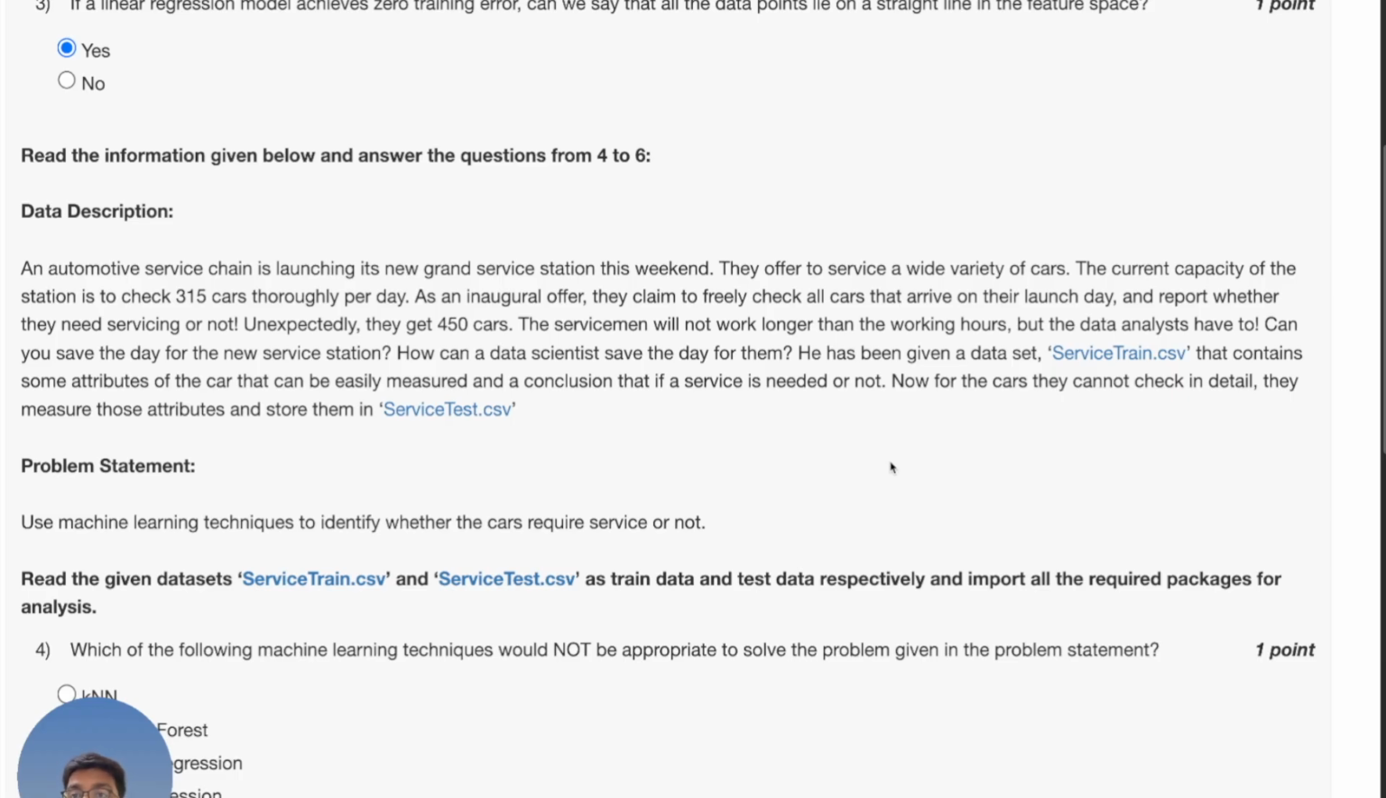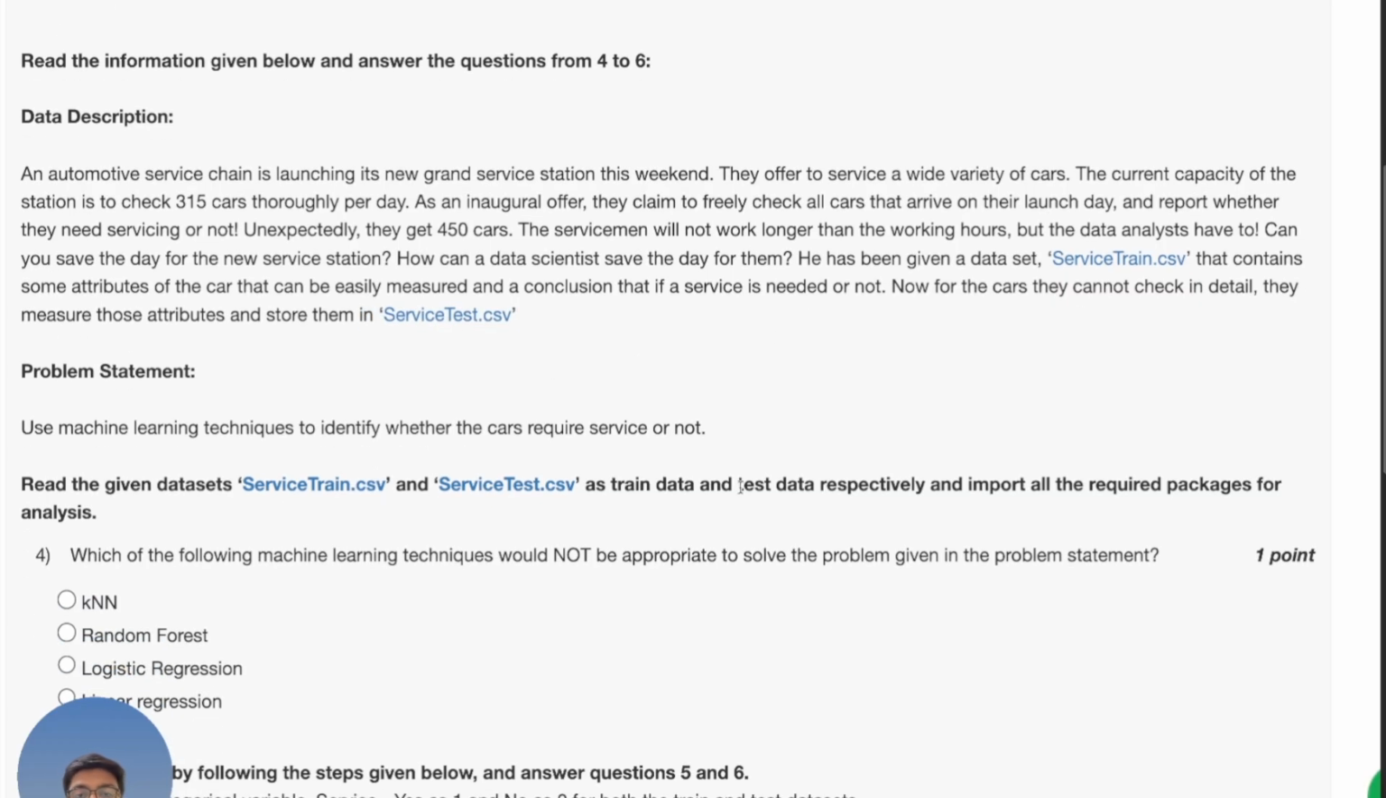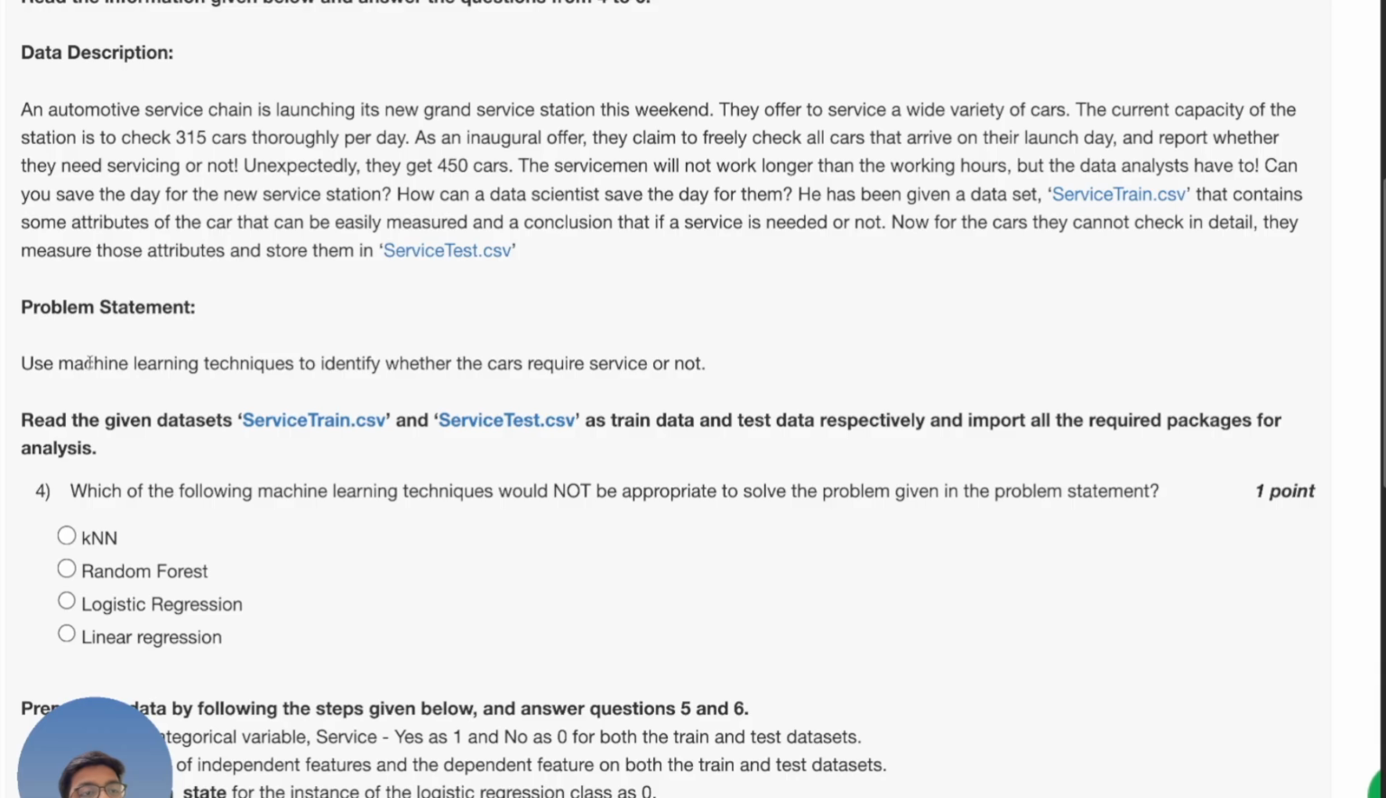Now, for the cars, they cannot check in detail. They measure the attributes and store them in service test CSV. Cool, we're having two data sets. We just need to play around with these two data sets. Let's do it.